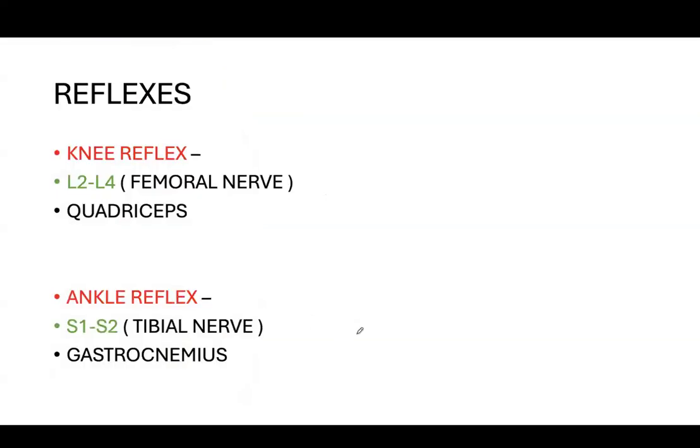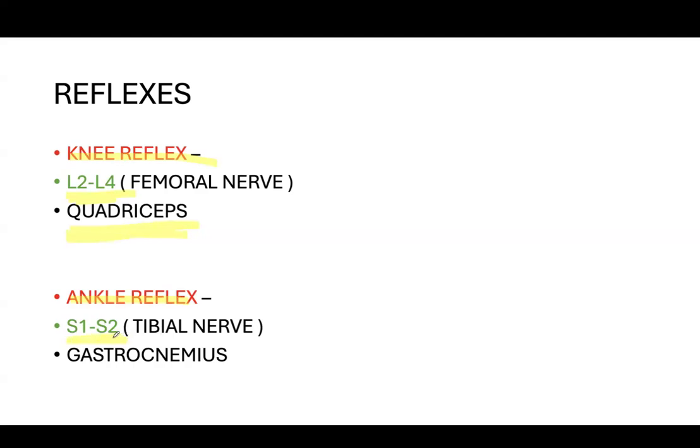And then I think you have one last thing, which is the reflexes. You will do this again in neuro, but the reflexes you are supposed to focus on are the knee reflex and the ankle reflex. The knee reflex tests these levels of the spinal cord, L2 to L4, and the muscles which would cause the knee reflex are the quadriceps.